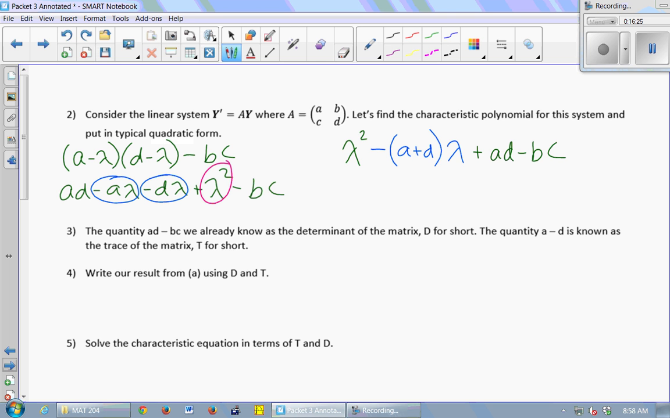So I'm going to just put this all in one color. Okay, so lambda squared has no coefficient, and the coefficient on lambda is A plus D, and we typically call that the trace, or T for short, right? And AD minus BC, we're already familiar with that quantity.